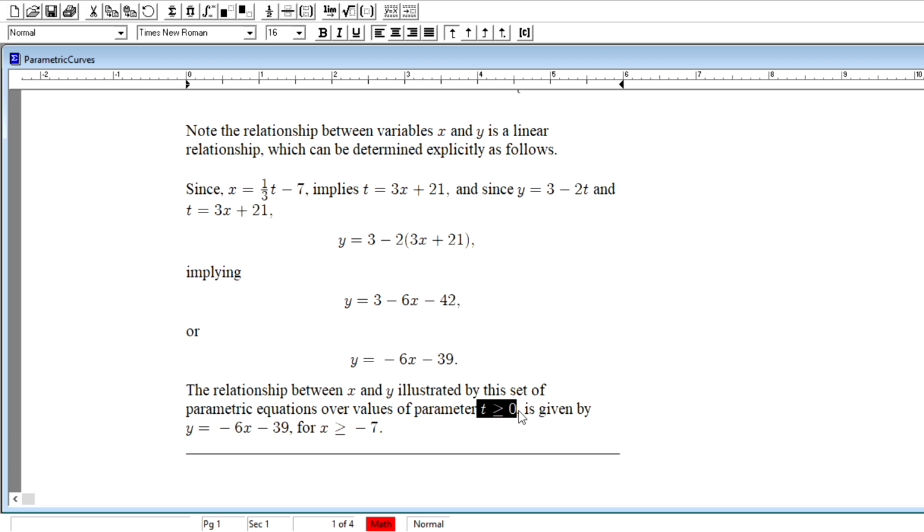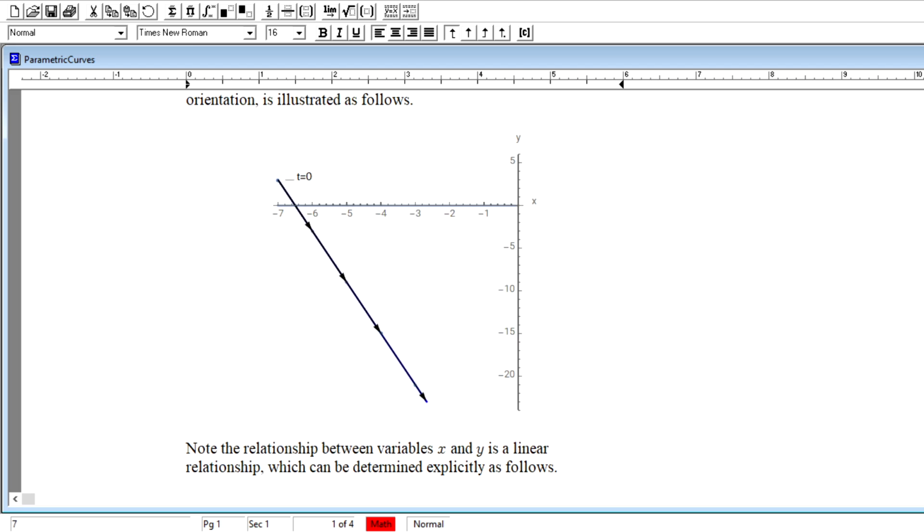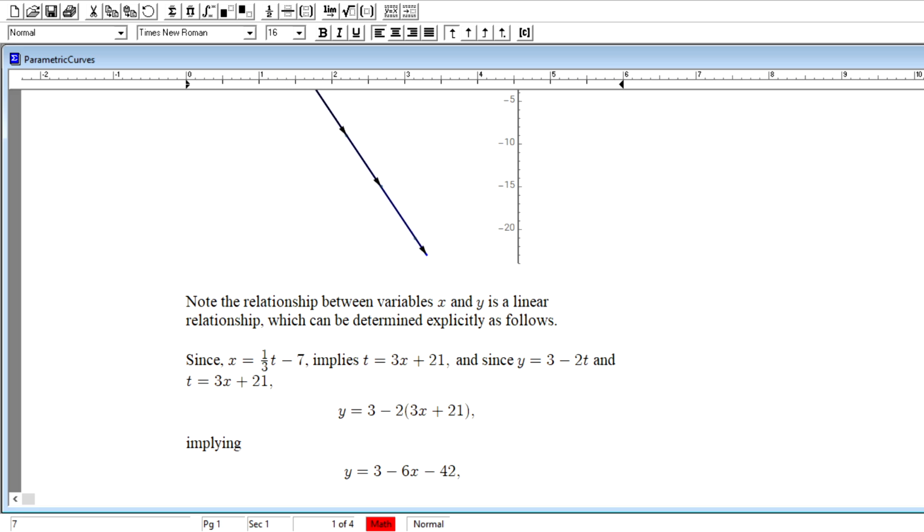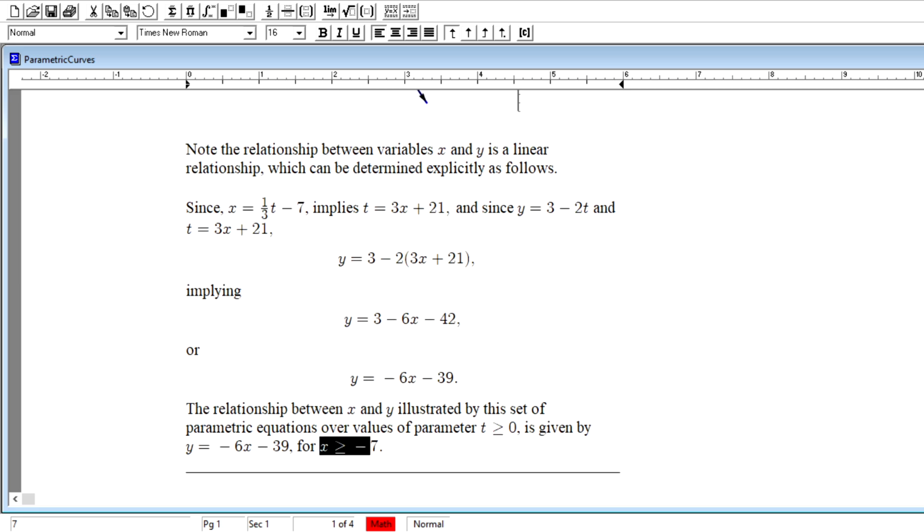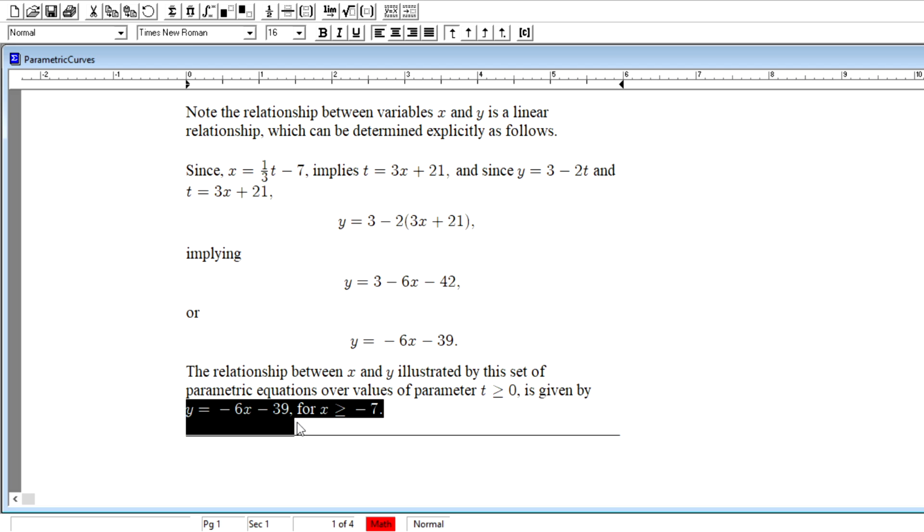It corresponds to portions of this line where t is greater than or equal to 0, which in terms of x would have to be where x is greater than or equal to negative 7. This parametric curve forms for values of x beginning at negative 7 and heading off to positive infinity. All right? But nonetheless, what we do see here is we do get a rectangular description of the relationship between x and y that does correspond to the parametric description of the curve given above.